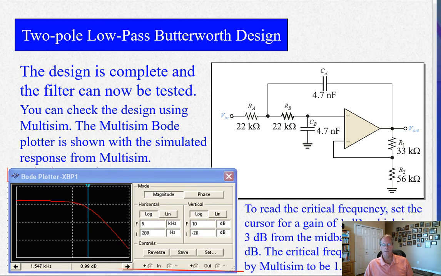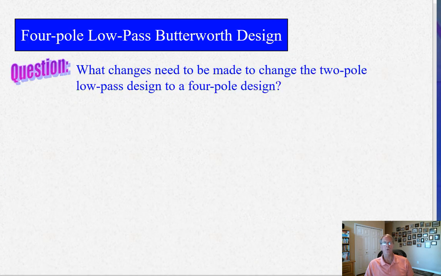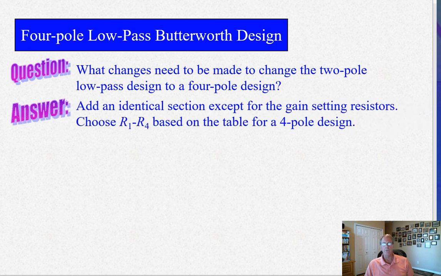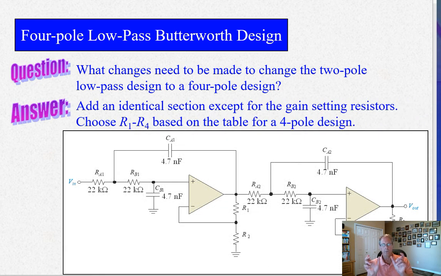And I think, yeah, 40, for critical frequency, mid-band gain is about 4 dB. And we have Multisim at 1.547 because we chose 4.7 instead of 4.8 as the calculator gave. And I think what we want to do here is a 4-pole low pass. Well, you cascade the two poles, okay? Just put them right into each other.